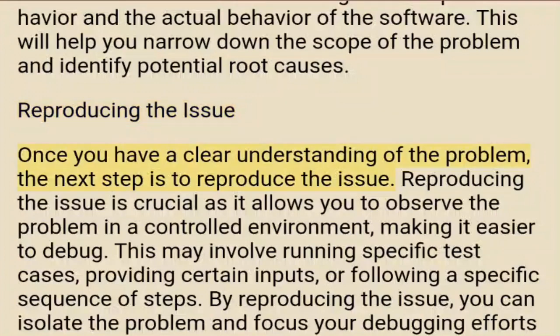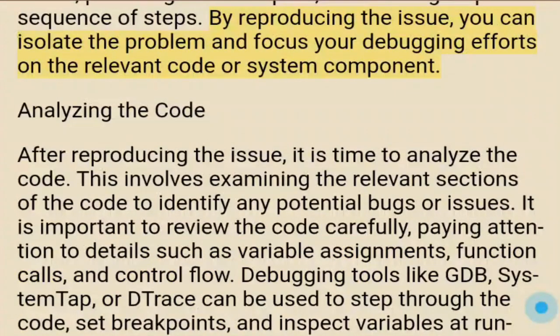Reproducing the issue. Once you have a clear understanding of the problem, the next step is to reproduce the issue. Reproducing the issue is crucial as it allows you to observe the problem in a controlled environment, making it easier to debug. This may involve running specific test cases, providing certain inputs, or following a specific sequence of steps. By reproducing the issue, you can isolate the problem and focus your debugging efforts on the relevant code or system component.